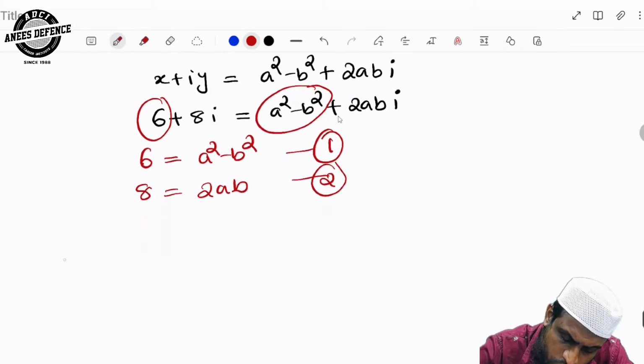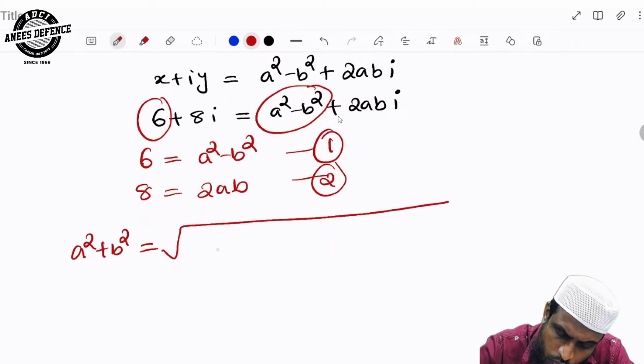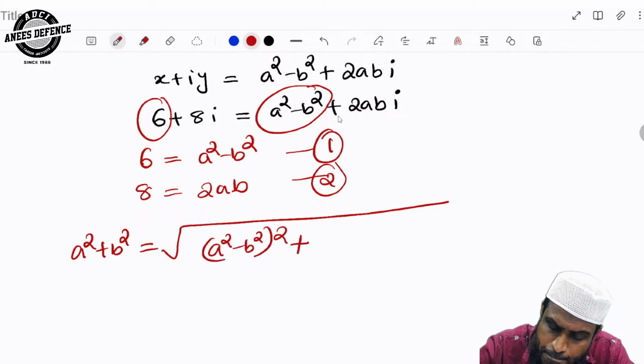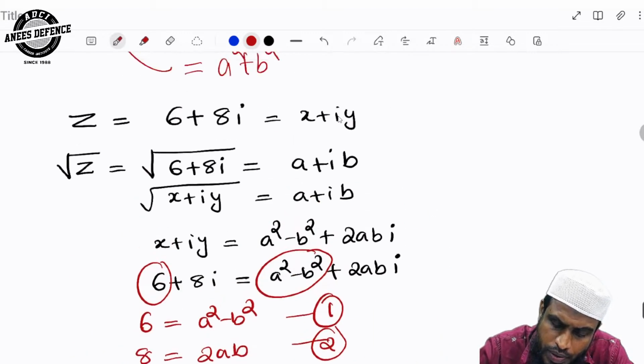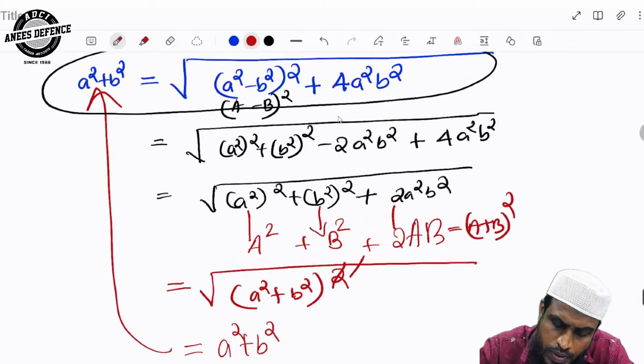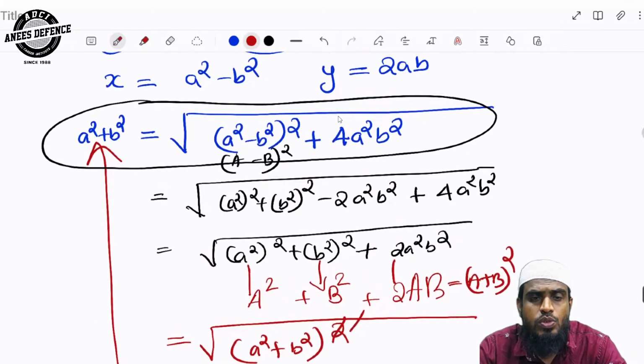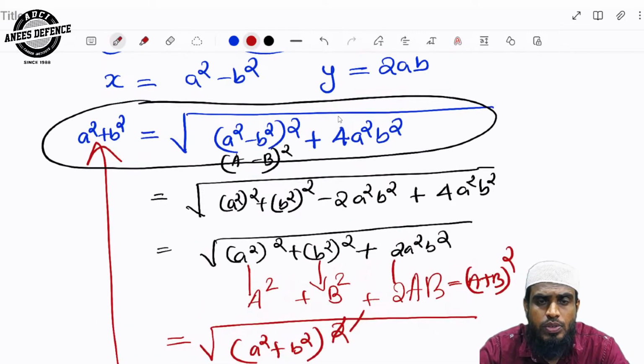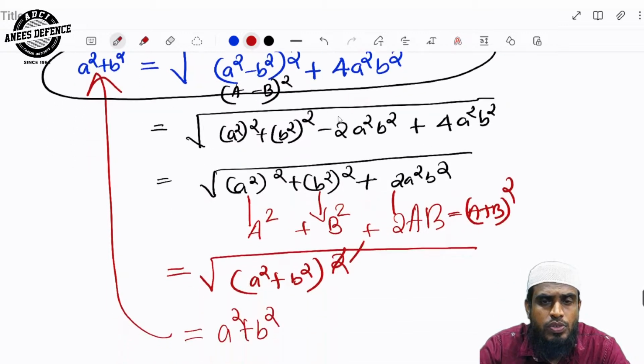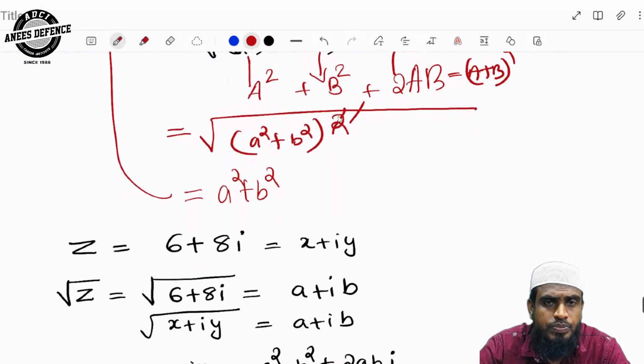Now you have to use this one: a square plus b square equal to root of a square minus b square the whole square plus 2ab the whole square. That is already we discussed. A square plus b square is equal to root of a square minus b square the whole square plus 4a square b square.